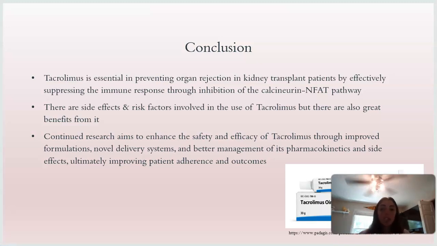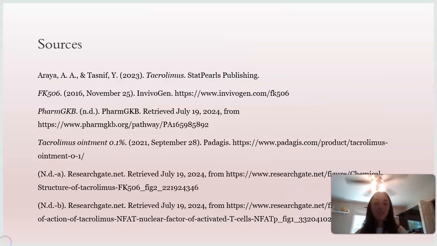So in conclusion, tacrolimus is essential in preventing organ rejection in kidney transplant patients by effectively suppressing the immune response through inhibition of the calcineurin-NFAT pathway. There are some side effects and risk factors involved in the use of it, but there are also some benefits from it. Continued research aims to enhance the safety and efficacy of tacrolimus through improved formulations, novel delivery systems, and better management of its pharmacokinetics and side effects. That would ultimately improve patient adherence and outcomes and the overall performance of tacrolimus. And these are my sources.